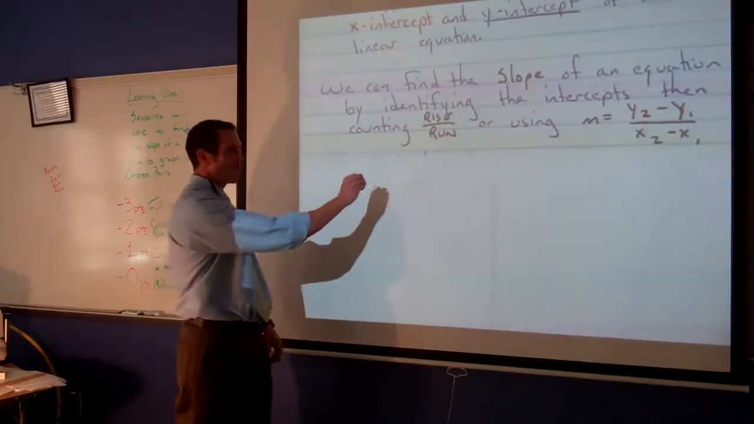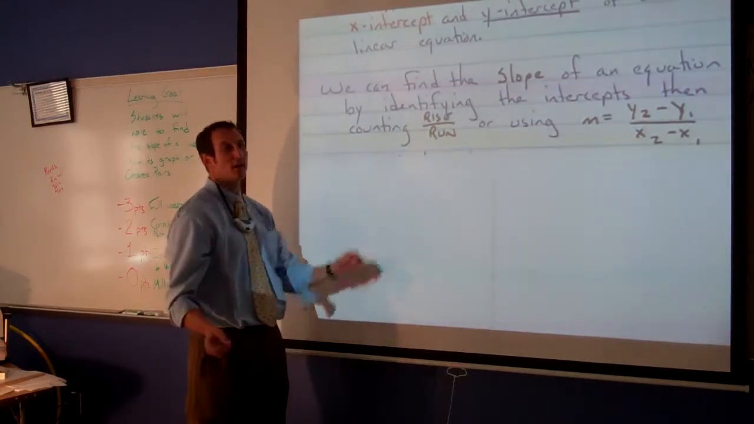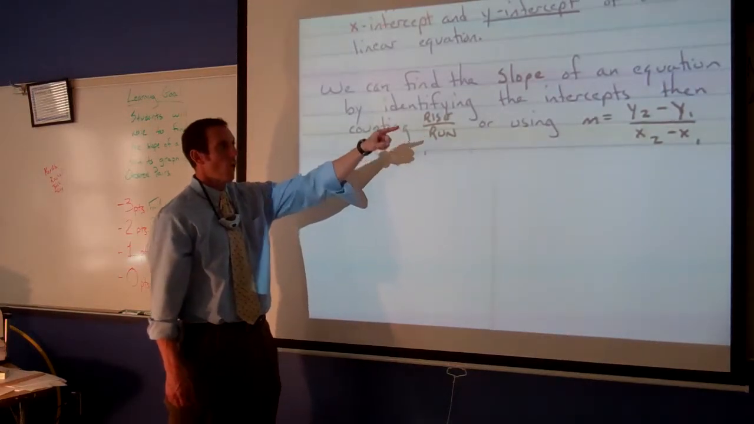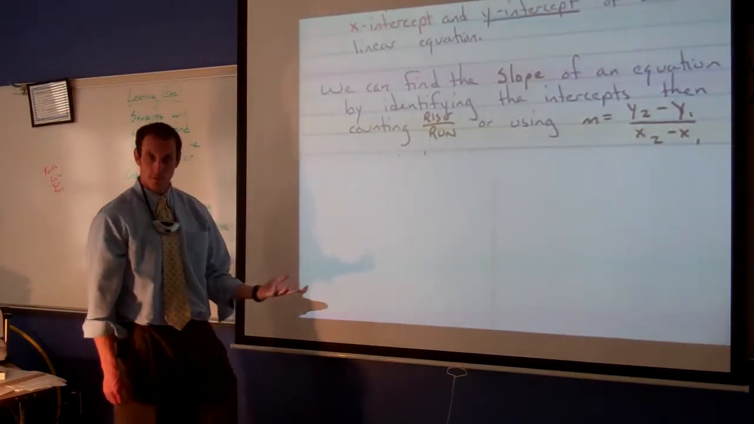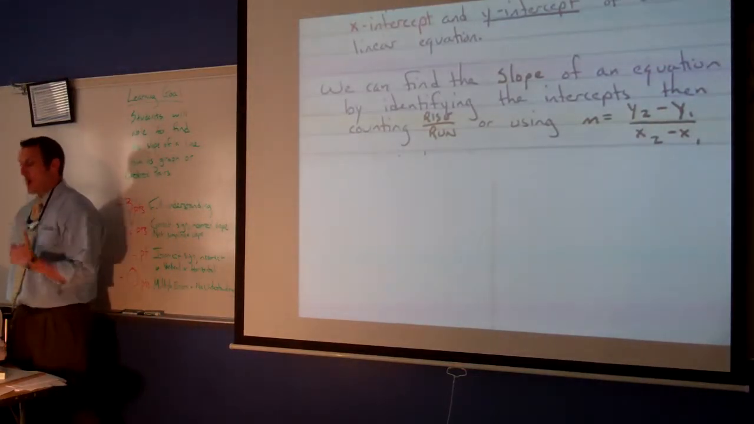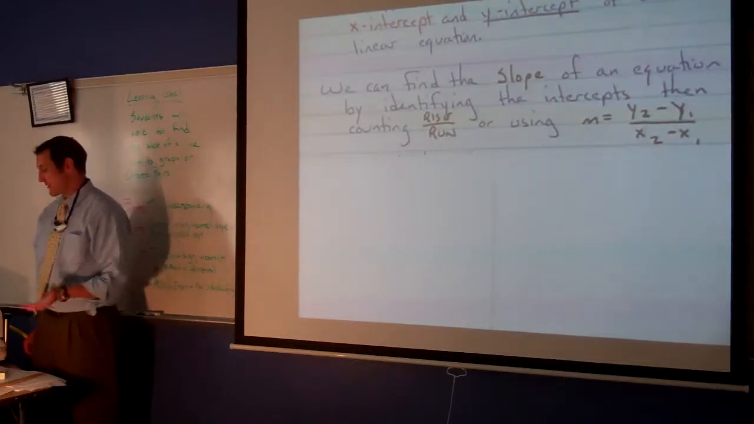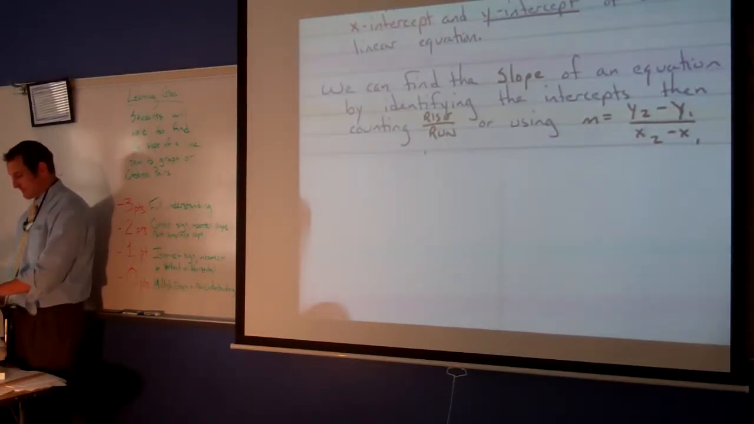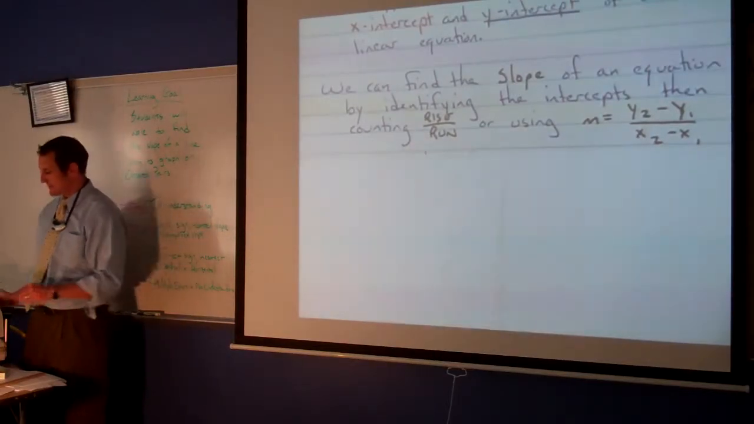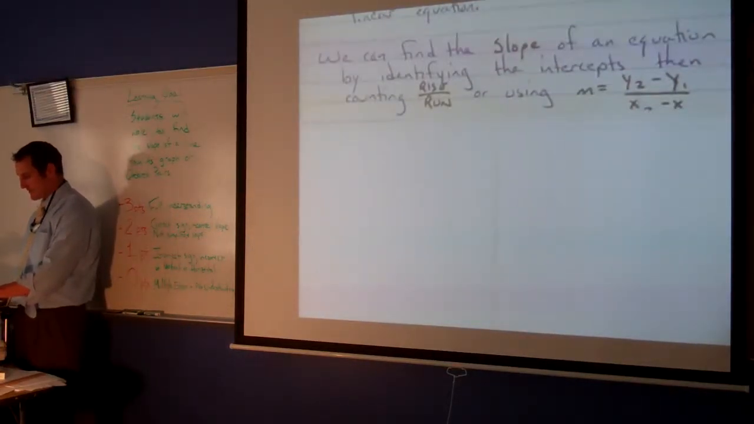Remember, they had two ordered pairs. The x-intercept is an ordered pair, the y-intercept is an ordered pair. We can count rise over run, or we can use the slope formula. So that's a way we can find slope from an equation. I'm not going to do any examples with that because we're going to do something a little bit easier. Because we've done these in previous lessons, you can go back to those lessons and learn how to use them to find slope.